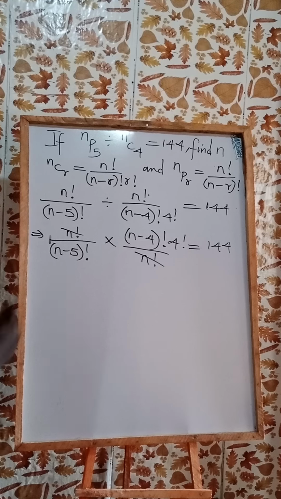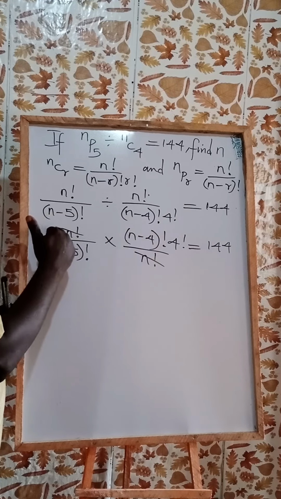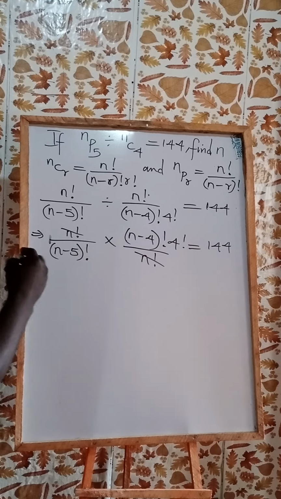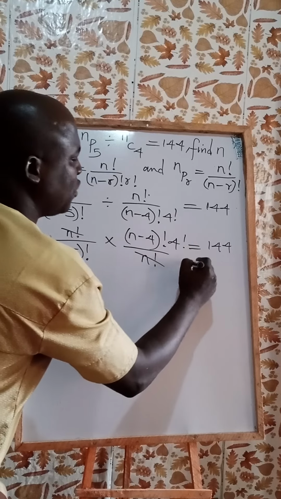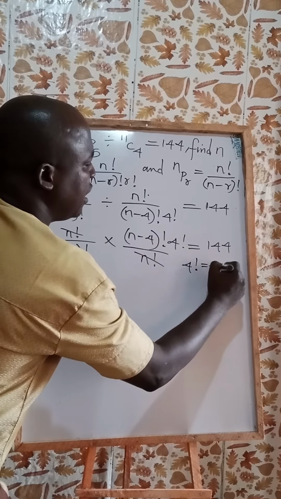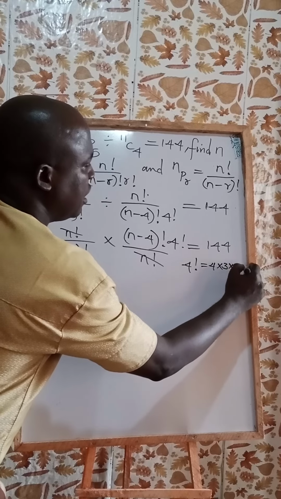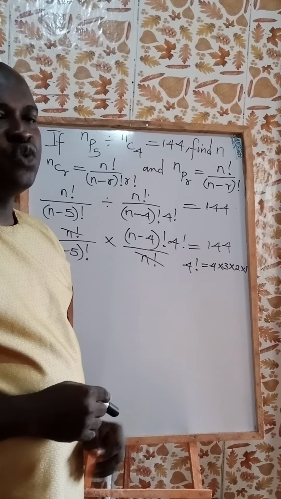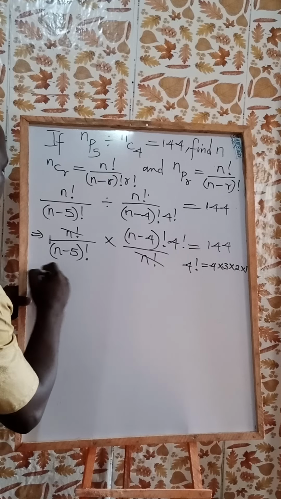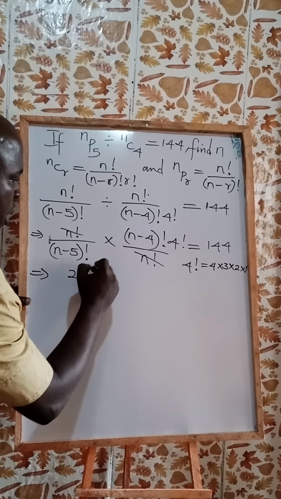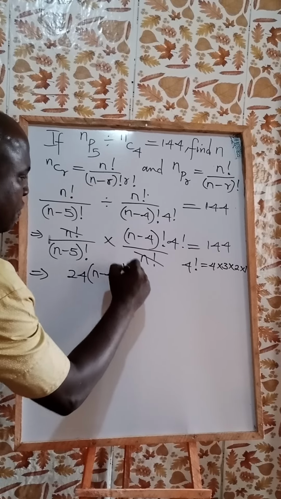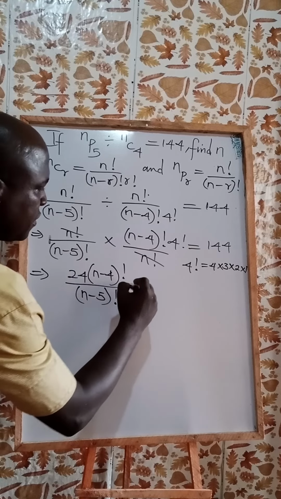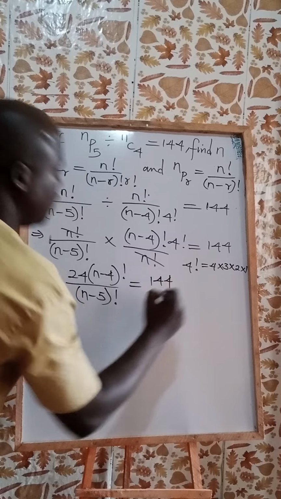Now, what are we going to do next? We can now multiply the numerators and the denominators, and equate it to 144. Of course, we can simplify 4 factorial. 4 factorial is 4 times 3 times 2 times 1. 4 times 3 is 12, and 12 times 2 is 24. That means we are now going to have 24 into (n minus 4) factorial all over (n minus 5) factorial is now equal to 144.